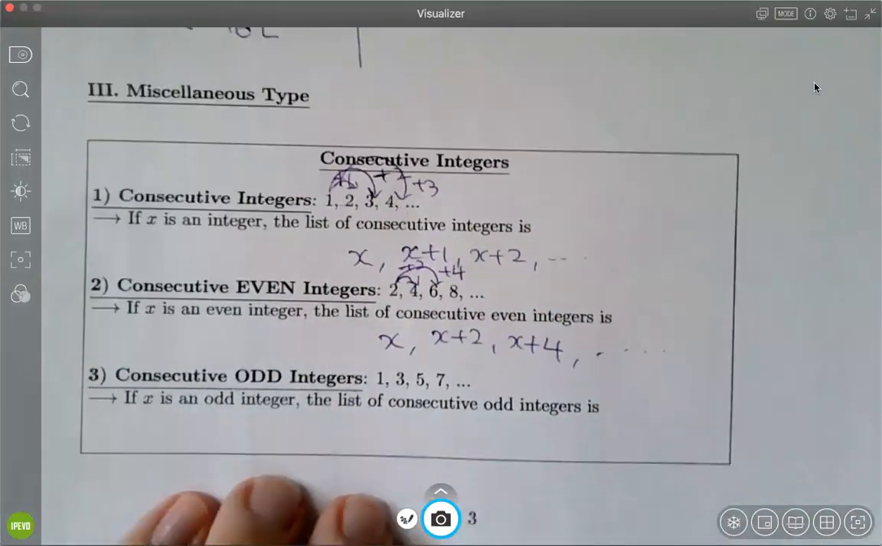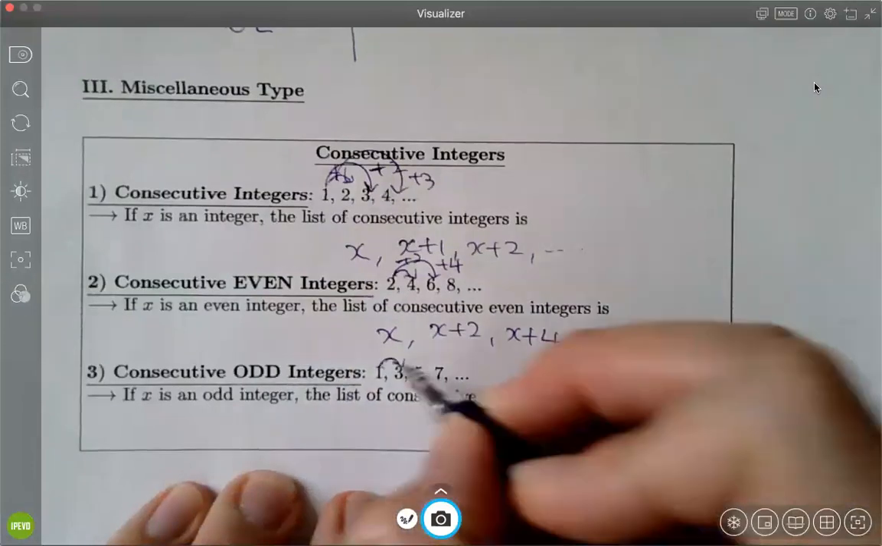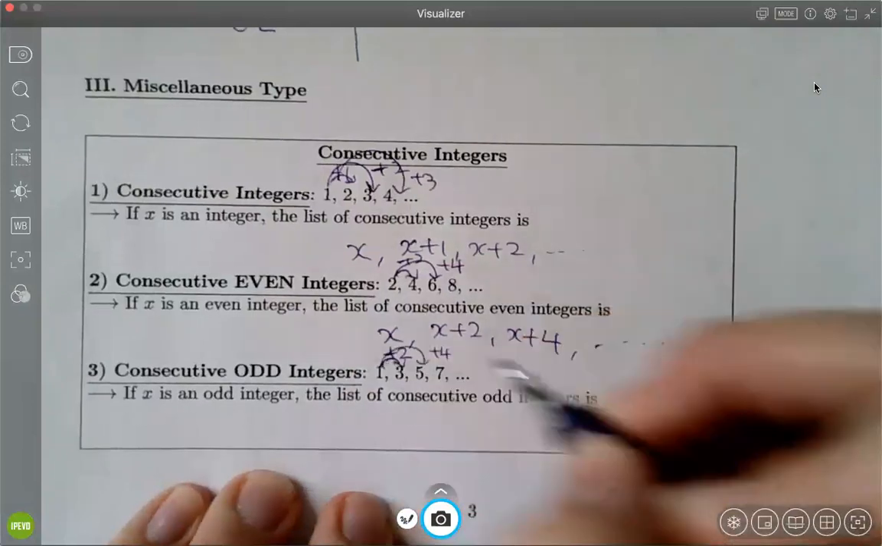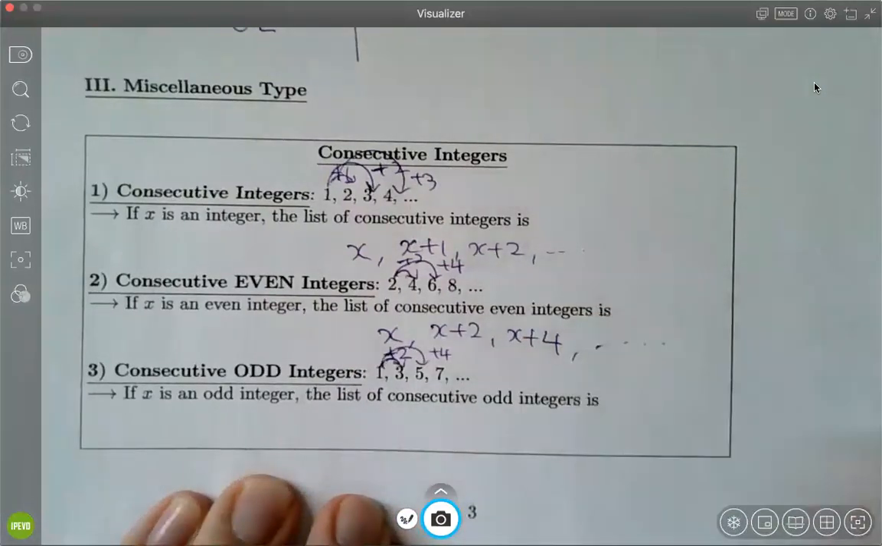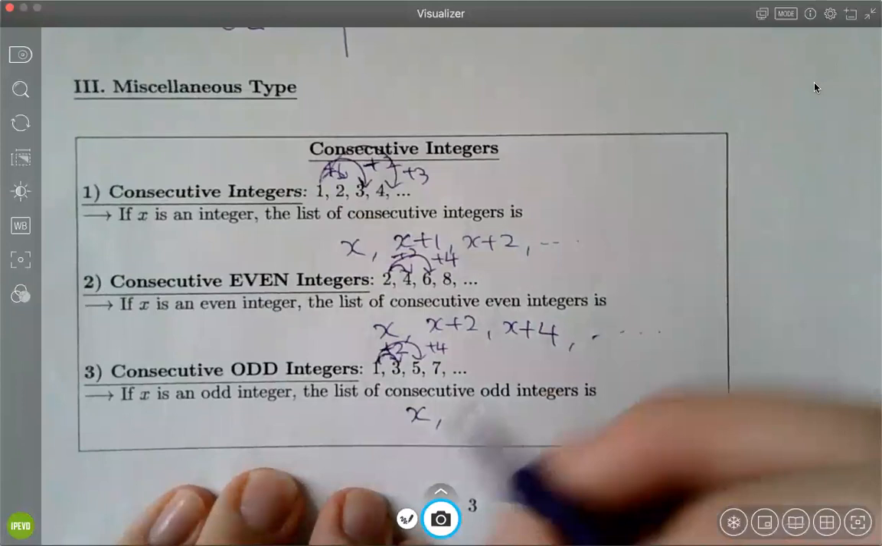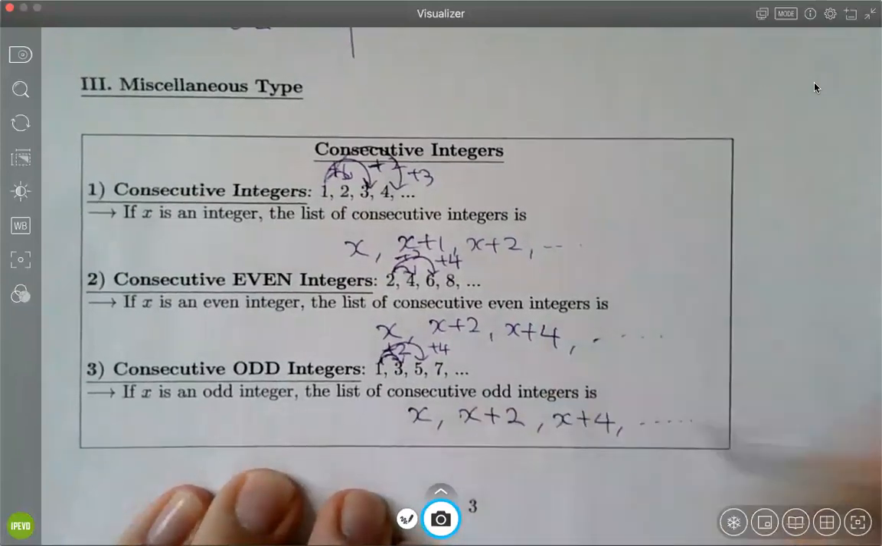Now, odd numbers, same thing. How do you get 3 from 1? Add 2. And then add 4, and then add 6, and so on, right? So if x is an odd number, what is the next odd number? x plus 2, and x plus 4, and so on.